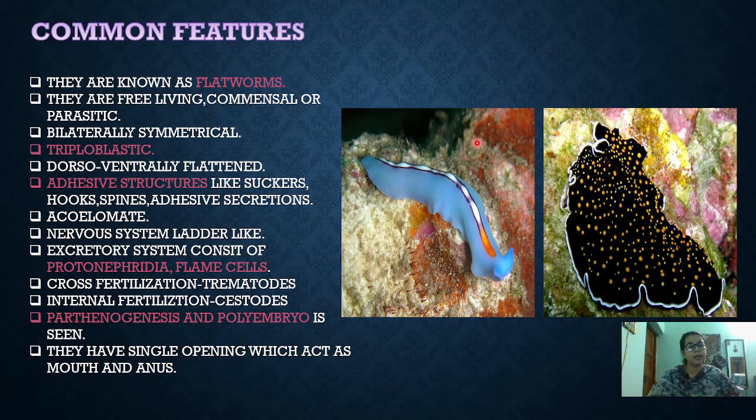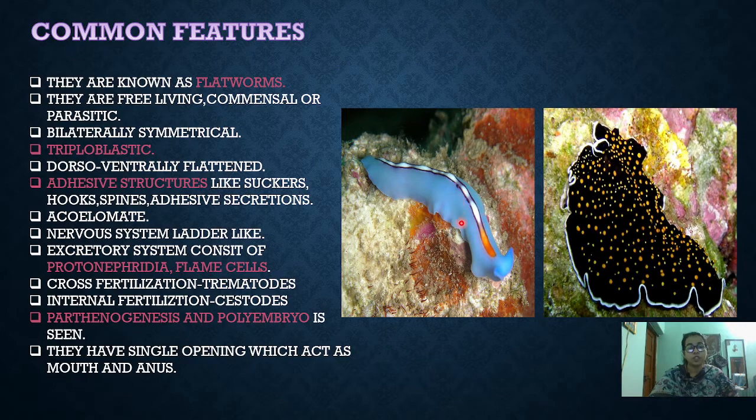Then they are bilaterally symmetrical. If we cut them from the middle, they will be divided into two equal parts. I have already discussed in the first part of the invertebrate series what bilaterally symmetrical means. Then they are triploblastic, that is, endoderm, mesoderm and ectoderm are present.